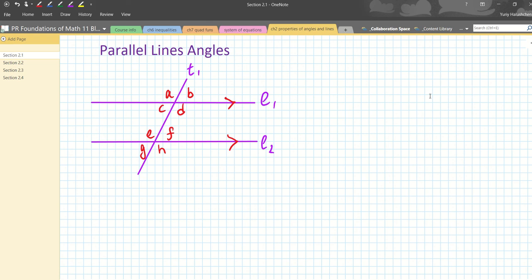So what I suggest you do is just take a piece of paper and write these out on a separate piece of paper so you have it as a reference. And you really should memorize these definitions.